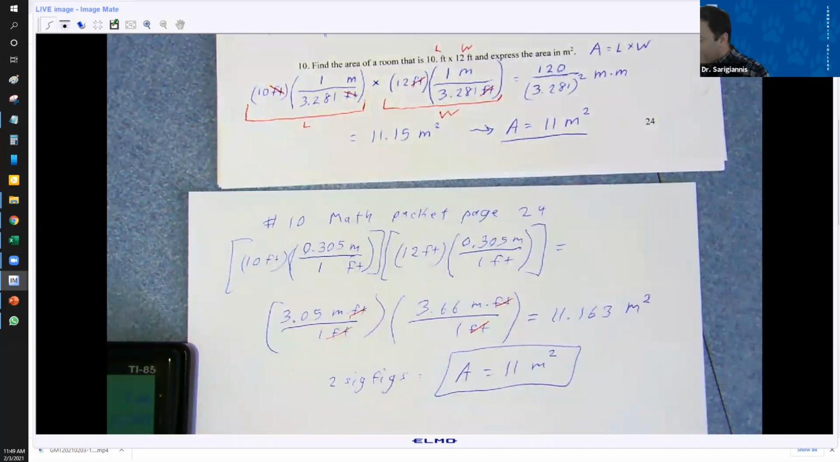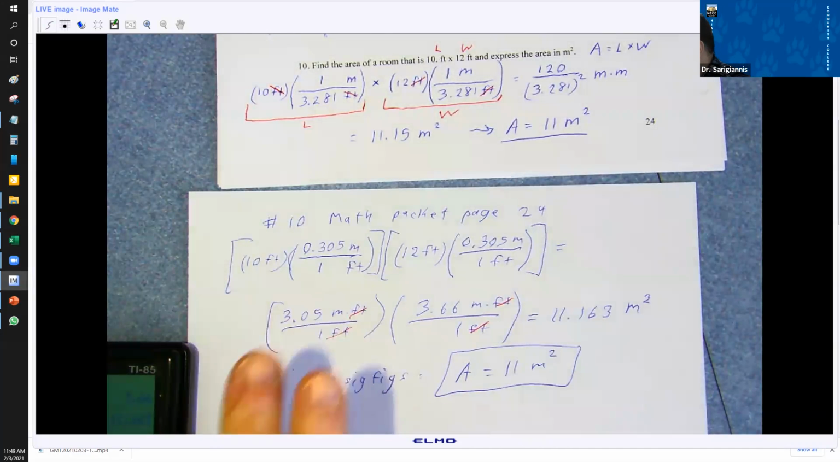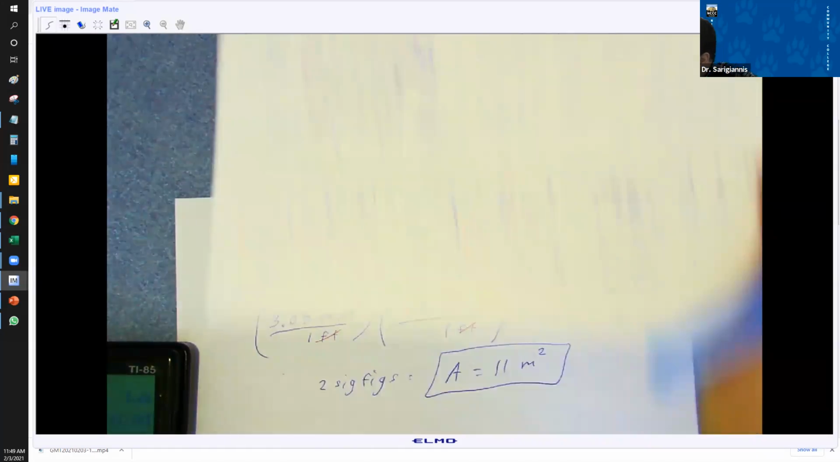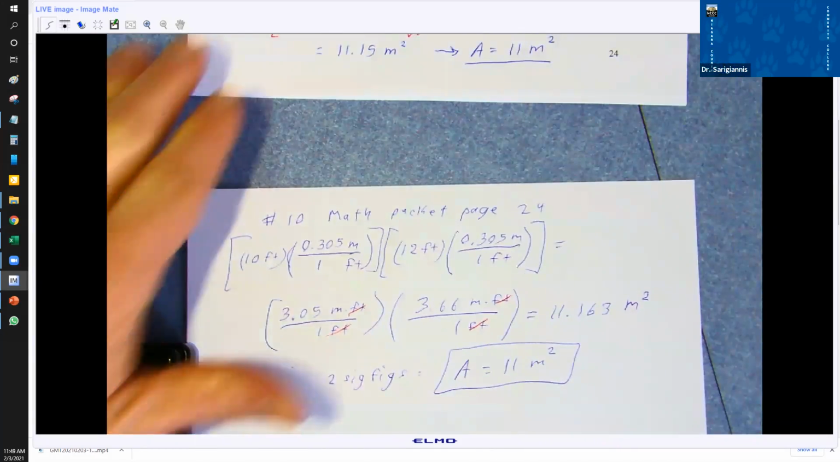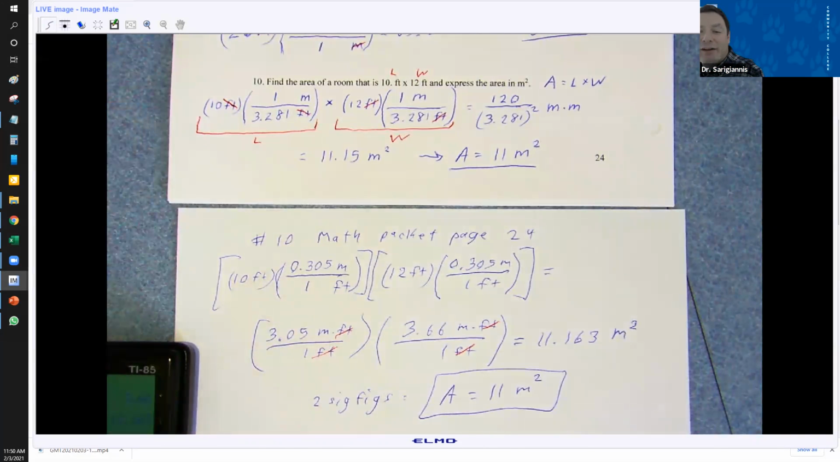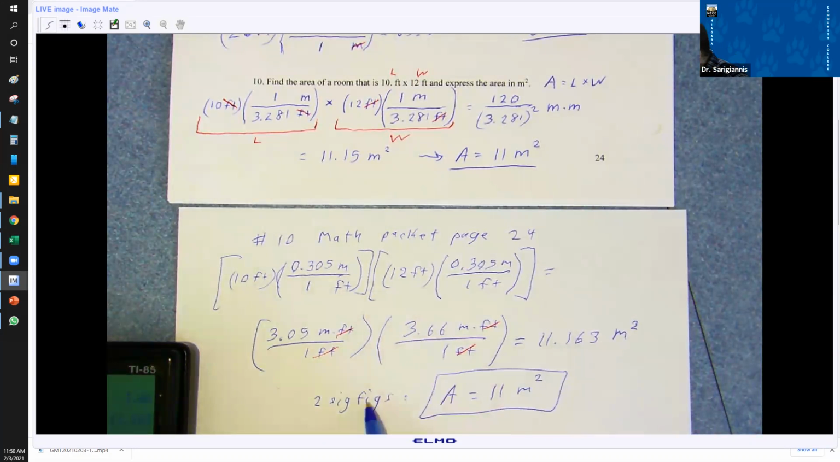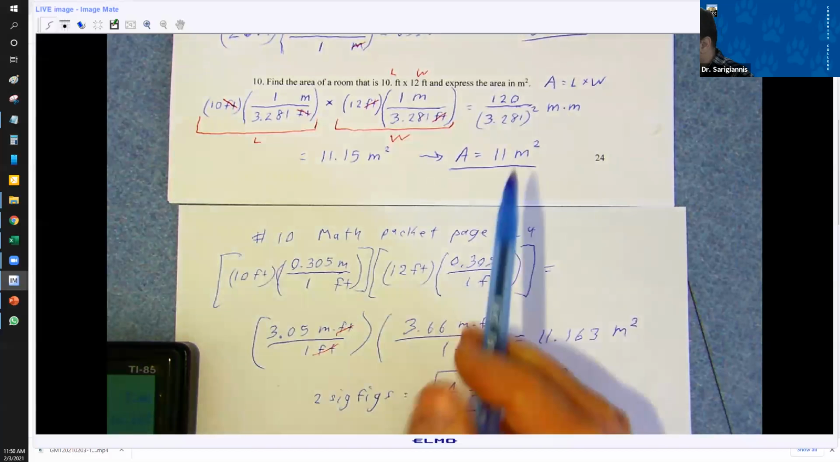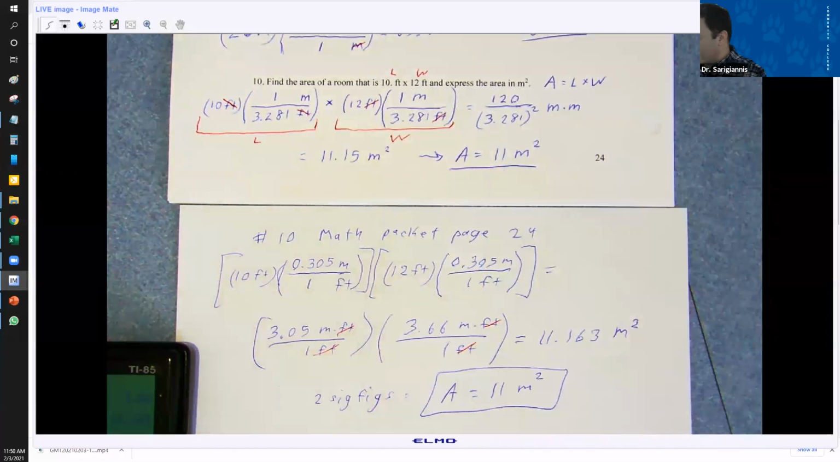So this is an example of what I was talking about earlier with miles per hour and meters per second. These are not necessarily exact conversion factors, the 3.281 and the 0.305. So when you multiply them out, you get slightly different answers, depending on the rounding. With two significant figures, it doesn't even show up.